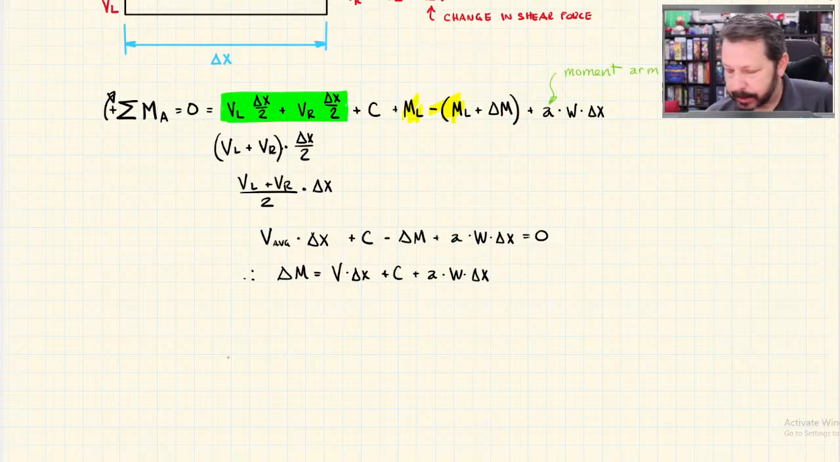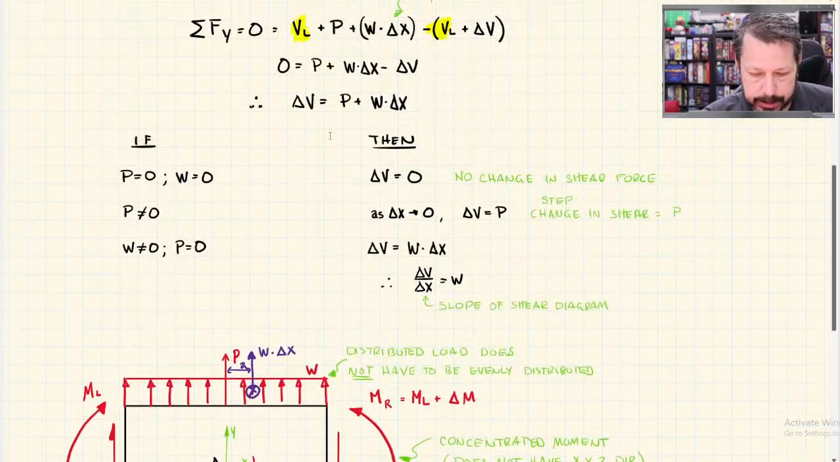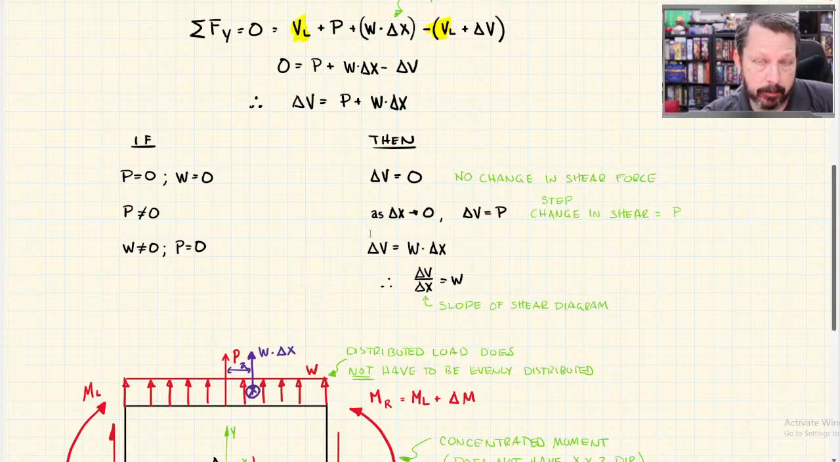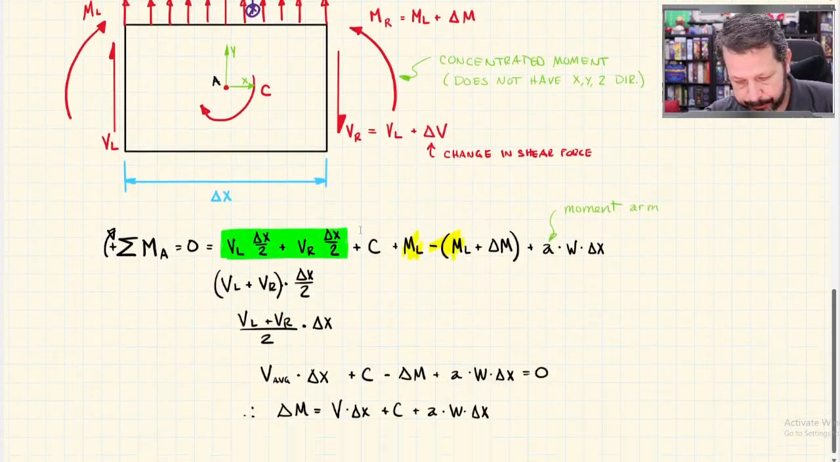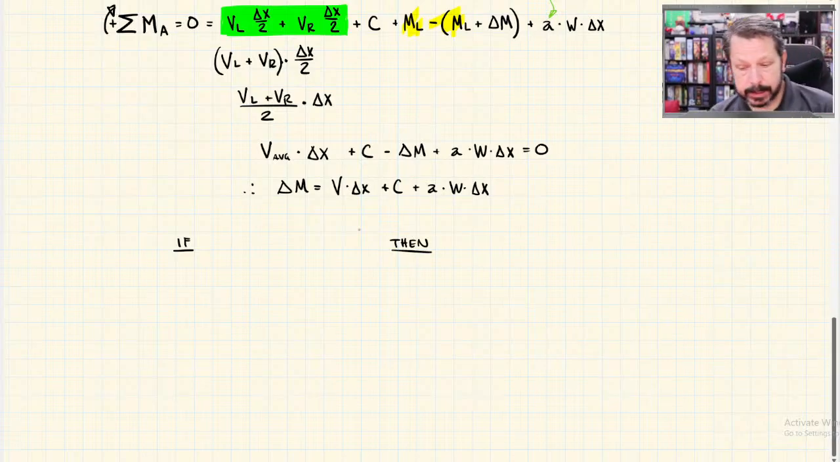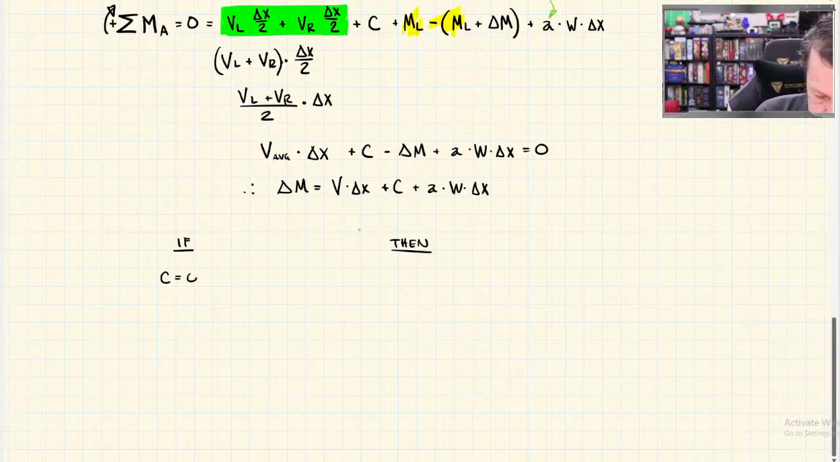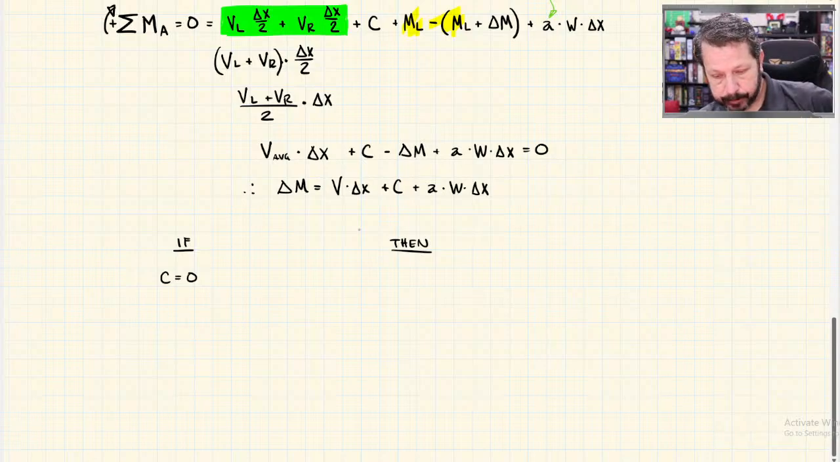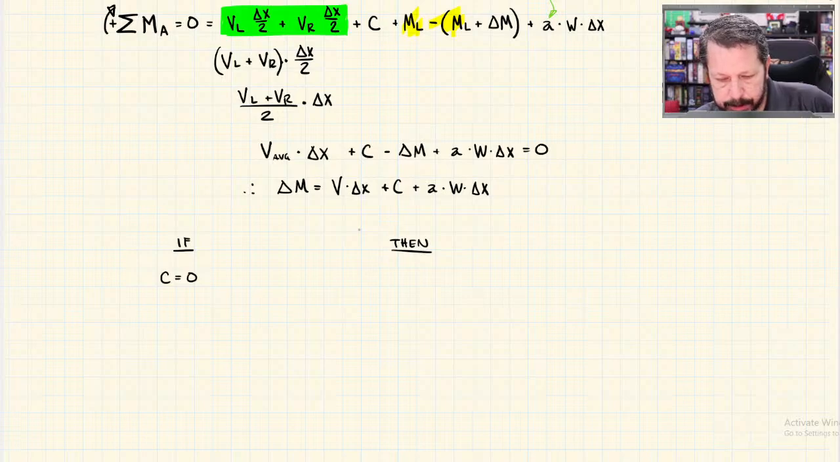All right, so let's do an approach similar to this one, where we say, well, what if this is true, then that happens. So if, then. First, let's just say that C is 0, so there's no concentrated moment. That's generally true. And then these other two things, the distributed load and the shear force, are multiplied times delta x.